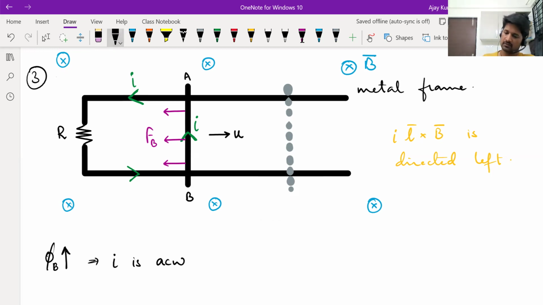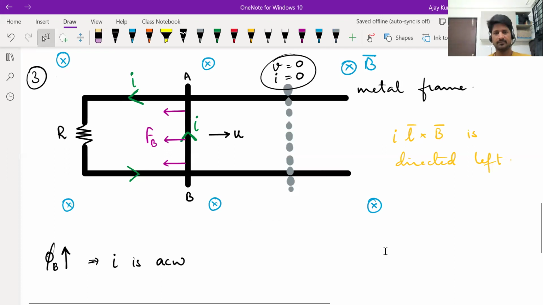After that, there's no reason why the rod should move back. Okay, it will not. Is this clear to all of you? Any doubt in this?